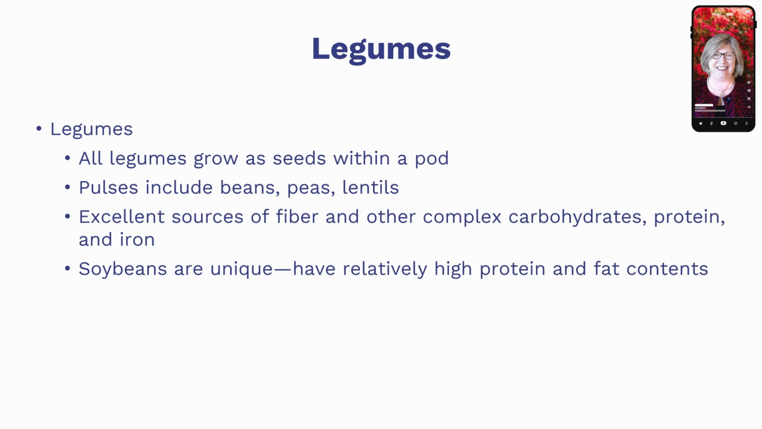All legumes grow as seeds within a pod. Pulses include beans, peas, and lentils. They are excellent sources of fiber and other complex carbohydrates, protein, and iron. Soybeans are unique. They do have a relatively high protein and fat content.